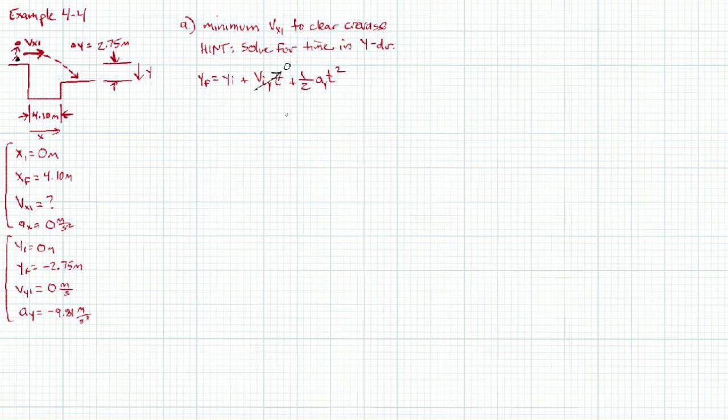And we need to do some rearranging here. Let's see. Y final minus y initial equals 1/2 times acceleration times time squared. So I'm going to bring my 2 up from the denominator. I'm going to multiply both sides by 2 and divide both sides by a, right? Oops, I don't want v, I want y. Y final minus y initial times 2.